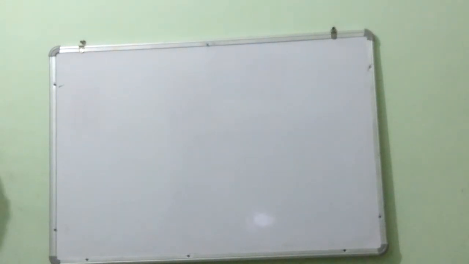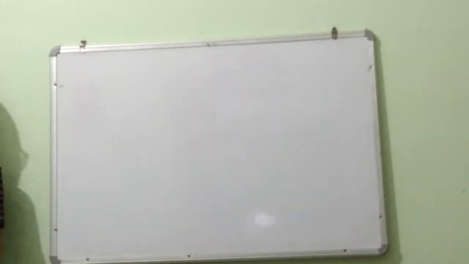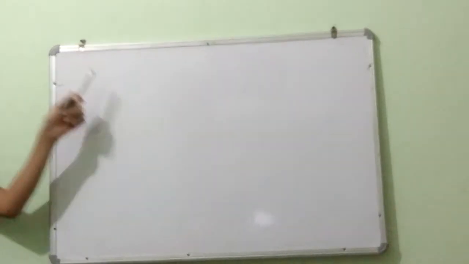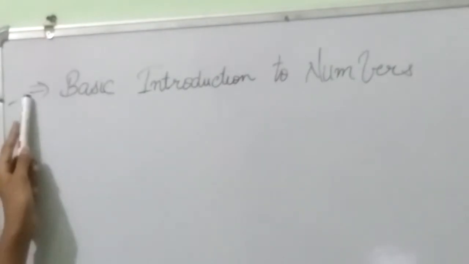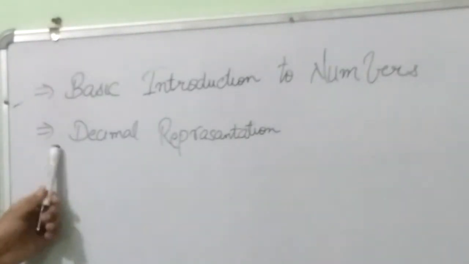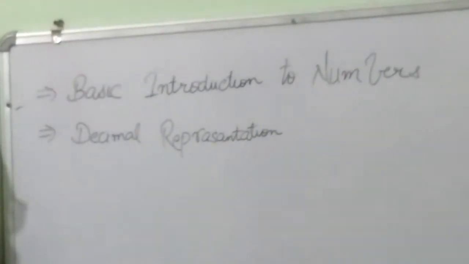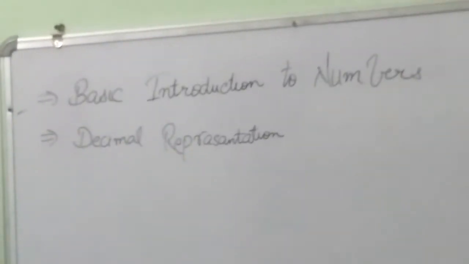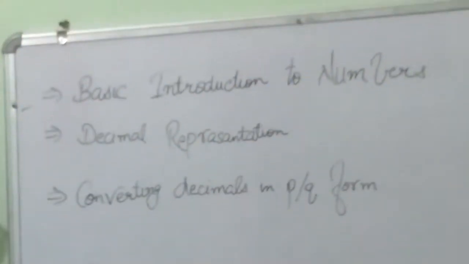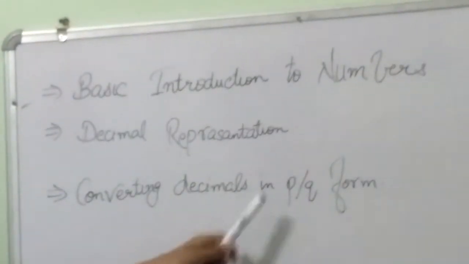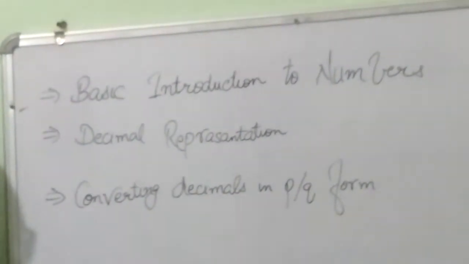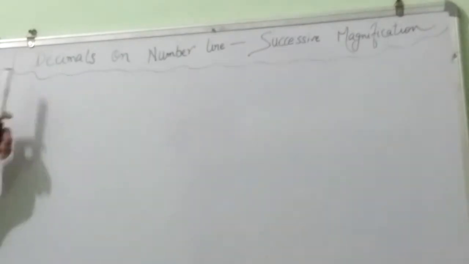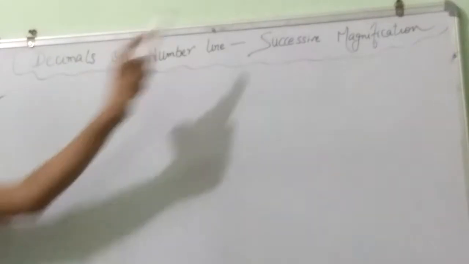Good morning, students. Now we shall complete our chapter, number systems. So in the previous module, what we have learned is the basic introduction to numbers, decimal representation of rational numbers, whether they are terminating or non-terminating repeating, and converting decimals into p over q form. Decimal numbers on the number line, and how to do so by using the method of successive magnification.